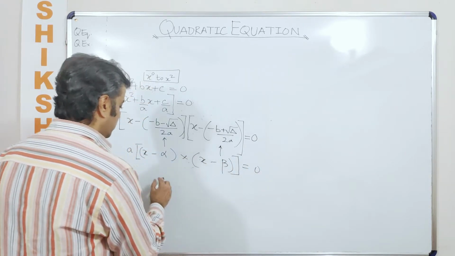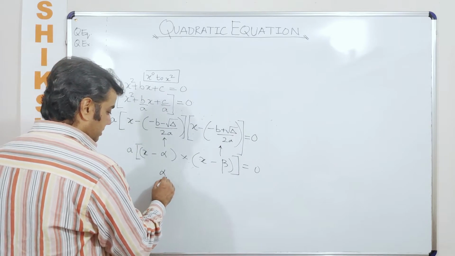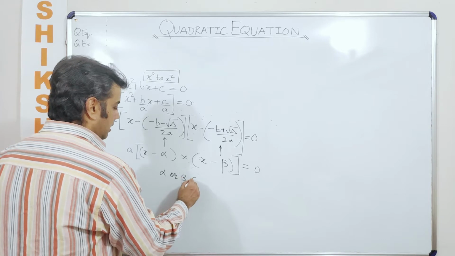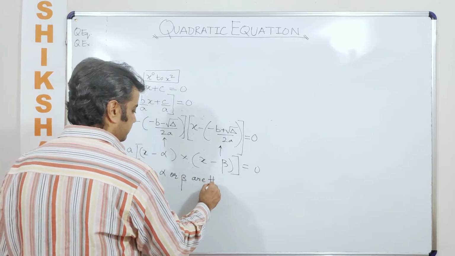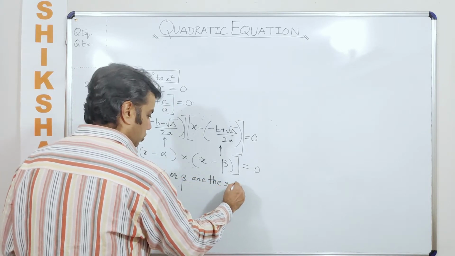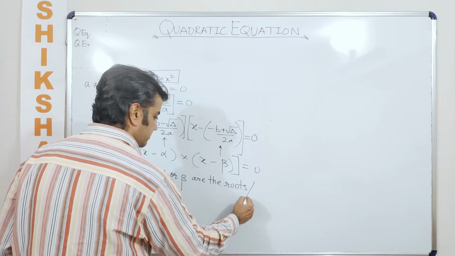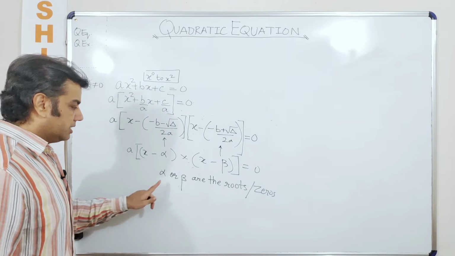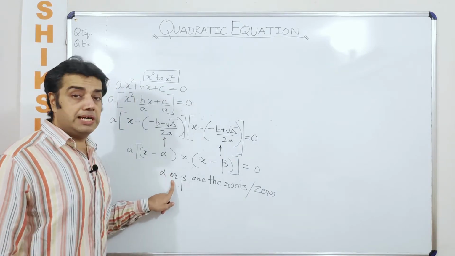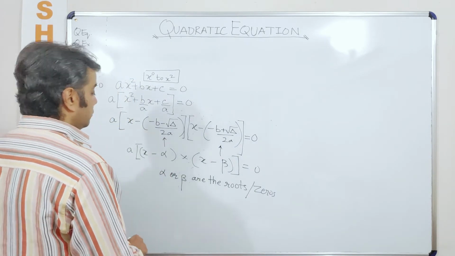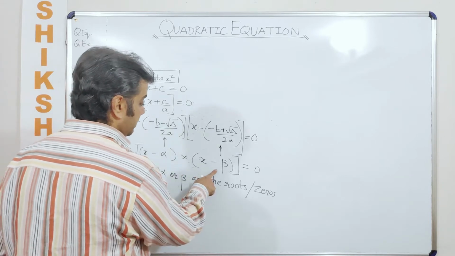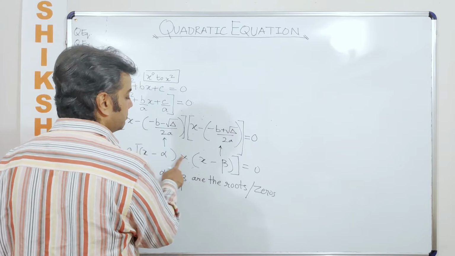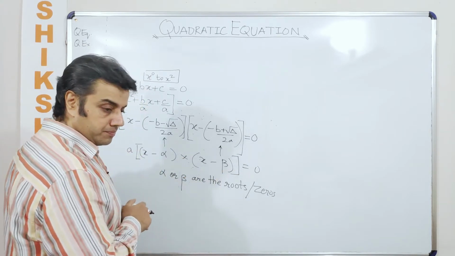becomes equal to zero, where alpha and beta are the roots or the zeros. So mark the words being used. Now why am I using a word like 'or'? Now we know that if I am writing a cross b equal to zero, then at a time you have only one component equal to zero.